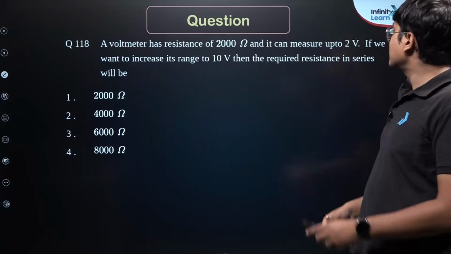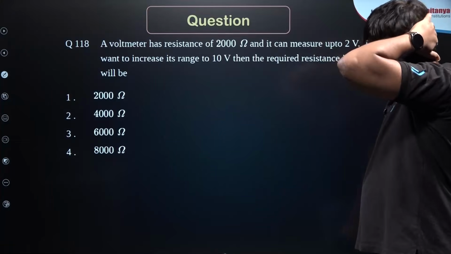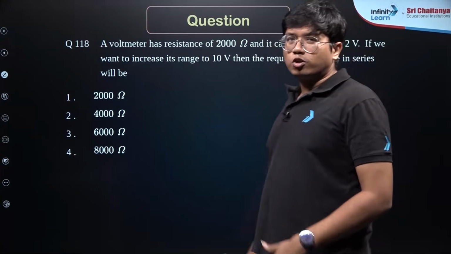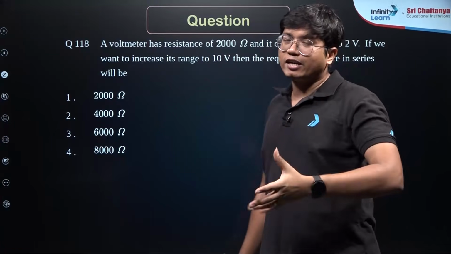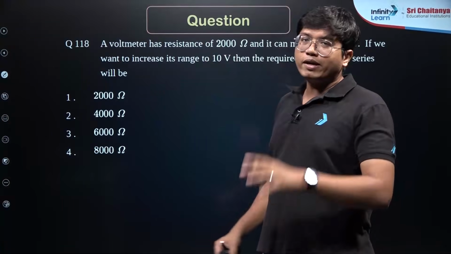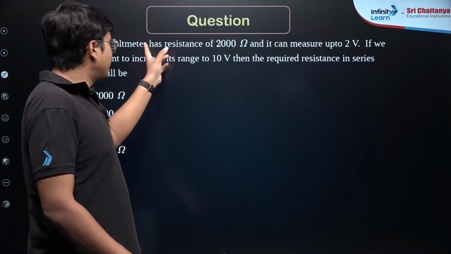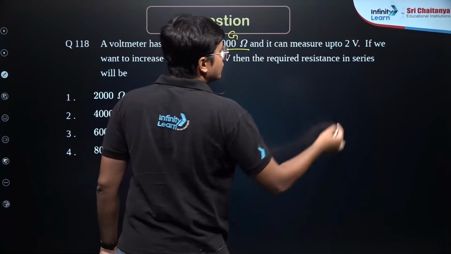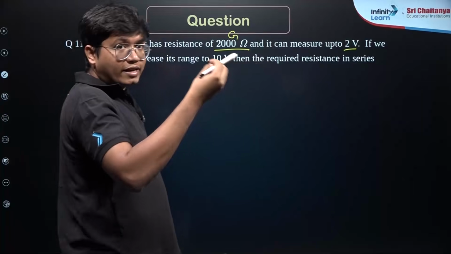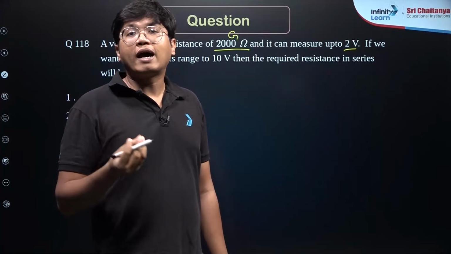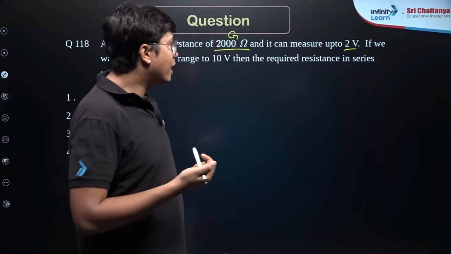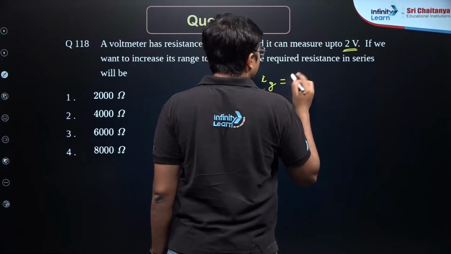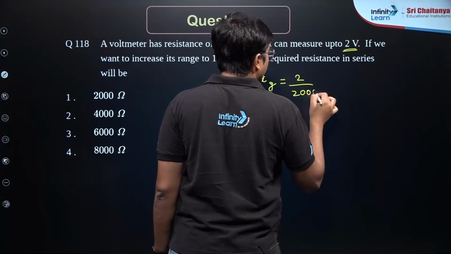This says a voltmeter has a resistance of 2000 ohm and it can measure up to 2 volt. If we want to increase its range to 10 volts, then the required resistance in series is going to be what? Whenever they say a voltmeter or an ammeter is there and I'm increasing its range, treat the original one like a galvanometer. Even though they are saying it's a voltmeter, forget about it. This is then your galvanometer resistance, and this is the voltage it can take. Now you might think, for my voltmeter formula, I need the current. What is the maximum current the galvanometer can take? If it can take up to 2 volts with 2000 ohm, the current is V by R, 2 divided by 2000.